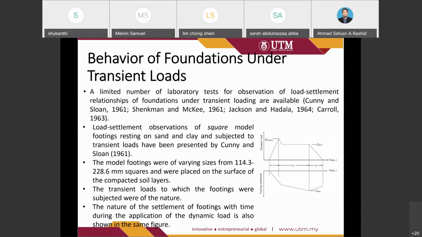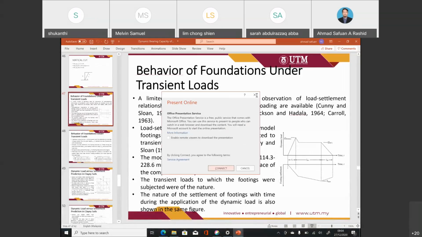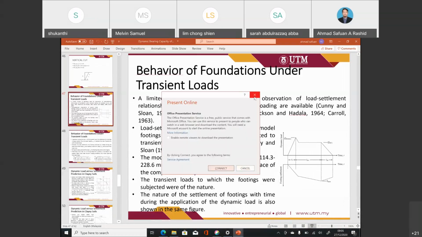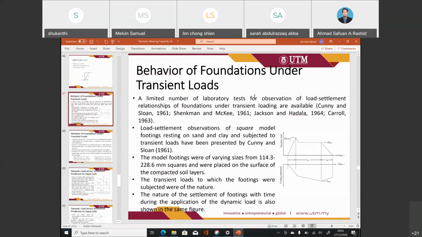Later on we may discuss granular material, which is a combination of sand and clay. Okay, so on this page, behavior of foundation under transient load.